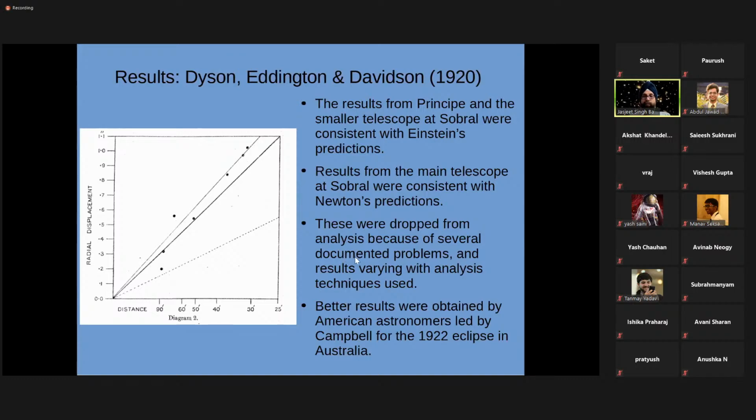Much better results were obtained by American astronomers led by Campbell for the 1922 eclipse in Australia. And he, in fact, did an extremely good job of trying to fit everything very, very well. It's worth reading about his preparation and his expedition because that particular eclipse was visible from a coastal region which did not have any easy connection for travel, which means the entire equipment had to be transported in small boats.